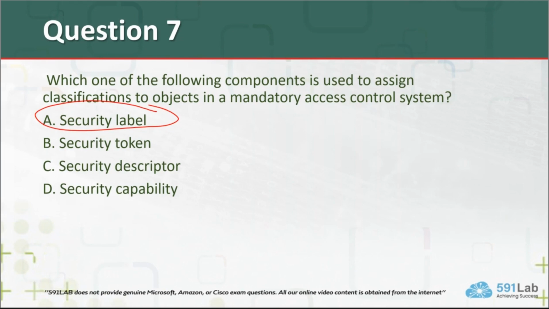So the answer for this one is actually A, security label. Administrators and processes may attach security labels to objects that provide information about the object attributes. They are commonly used to apply classification in mandatory access control systems.